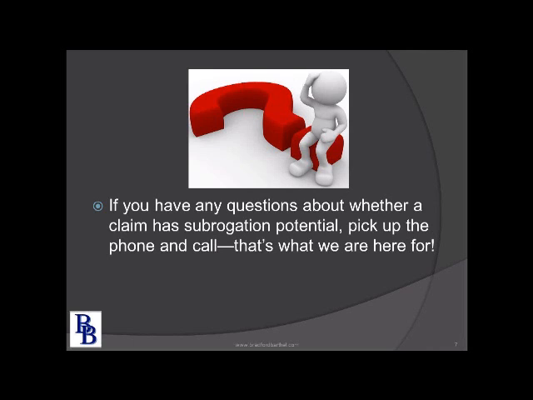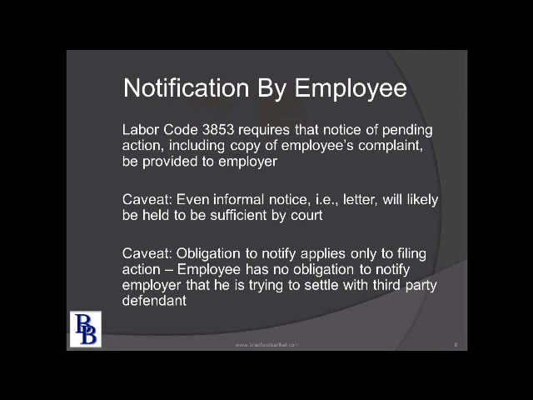Let's suppose, moving on for a second, that this is a claim that you haven't identified yourself as having subrogation potential. Are there other ways you can find out about it? The answer is yes, you can. And the first way, the way it's supposed to happen anyway, is that you're supposed to be notified by the injured employee himself or herself.